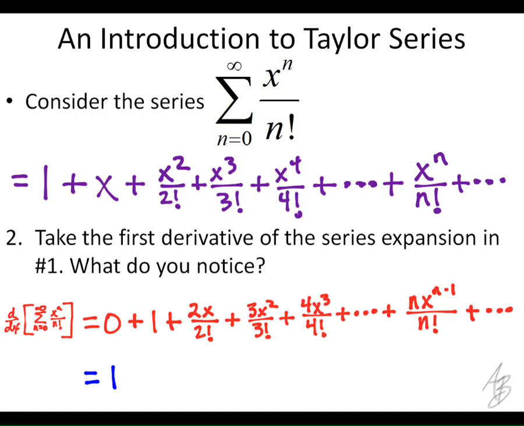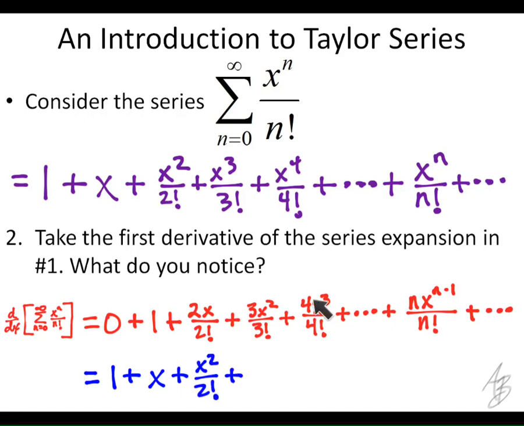So what we have is 1 plus, what's going to happen with this 2 and this 2 factorial? They cancel each other out, and that's just going to be x. Okay, what's going to happen with this 3 and this 3 factorial? Yeah, the 3 here is going to cancel with the 3 in the 3 factorial, and we're going to be left with 2 factorial. So we're going to have plus x squared over 2 factorial.